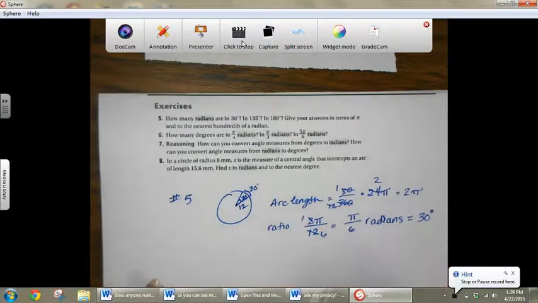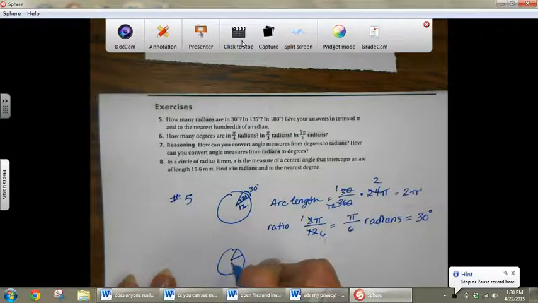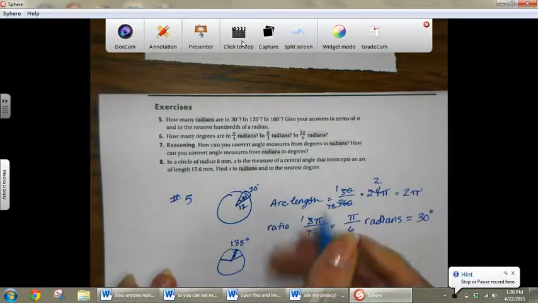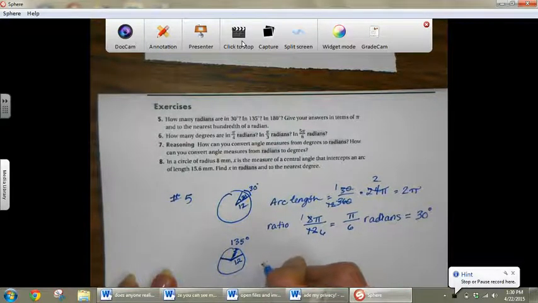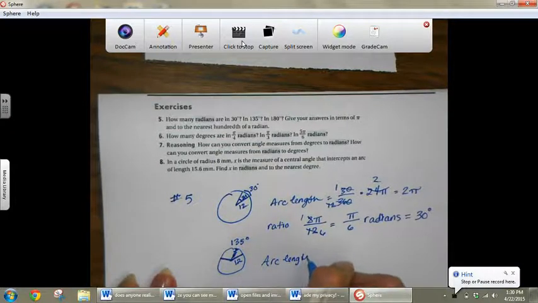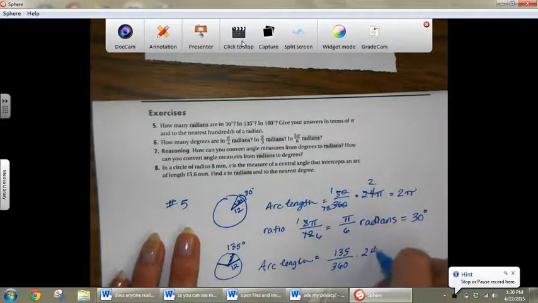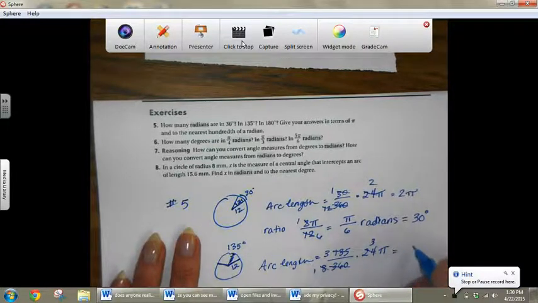Let's try 135. If I do 135, oh, that was not drawn to scale. All right, 135 degrees, and let's make the radius 12 again, because I feel comfortable with that number. So arc length would end up being 135 over 360 times 24 pi. 135 over 360 reduces to 3 over 8, and 8 and 24 reduce to 1 and 3, so I end up with 9 pi.